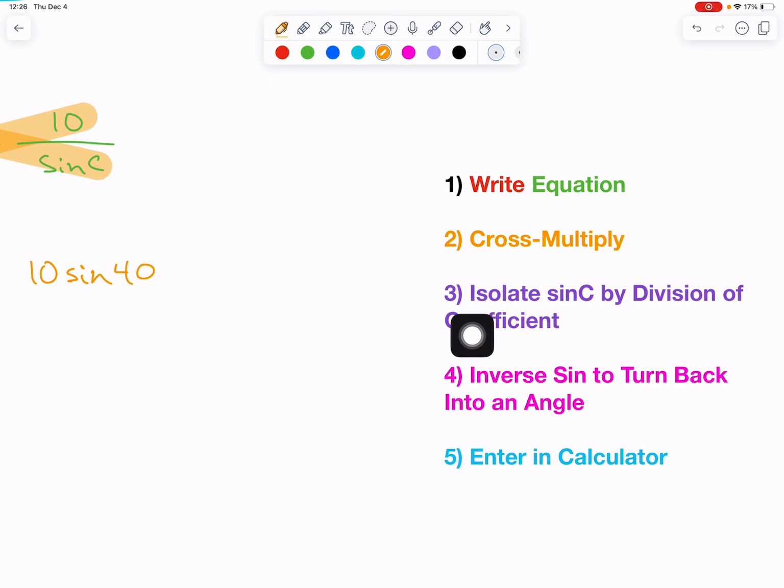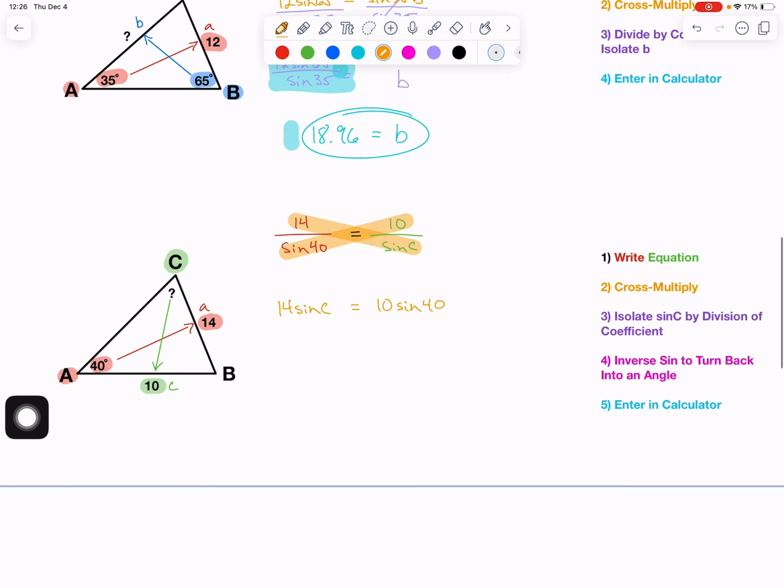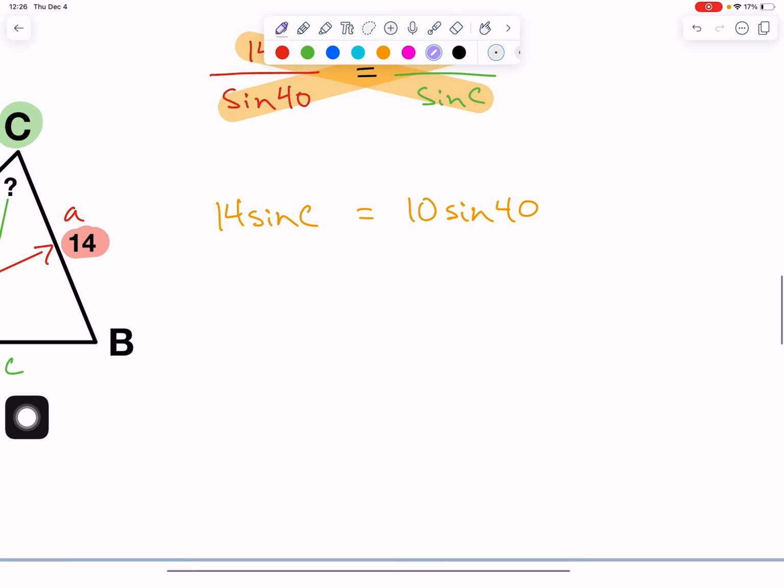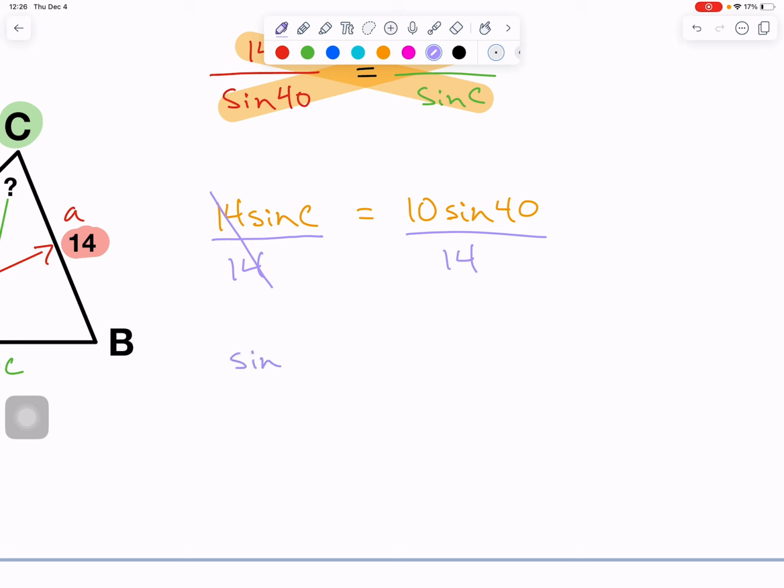And number 3, we will isolate sine C by division of its coefficient. So again, we're just doing the same steps here, except this time we need to get sine C by itself. What's in front of sine C? Wonderful job. It's the coefficient, 14. What we do to one side, we will do to the other. 14 divided by 14 gives us that crossing 1, so we can just bring down our sine C by itself.